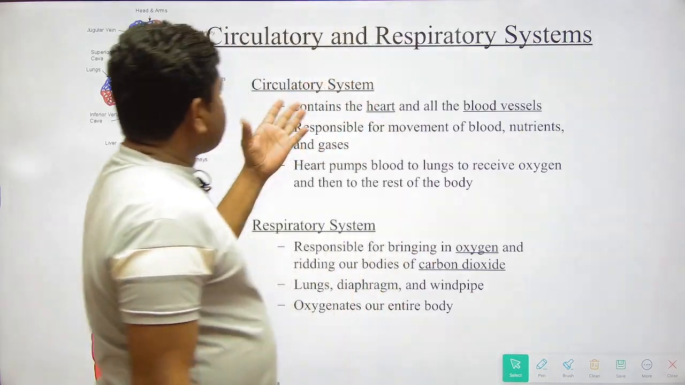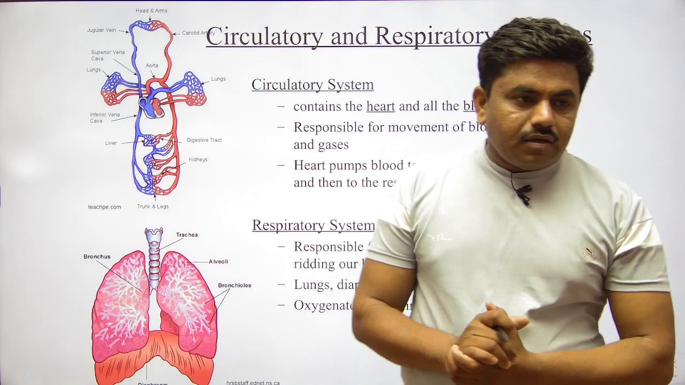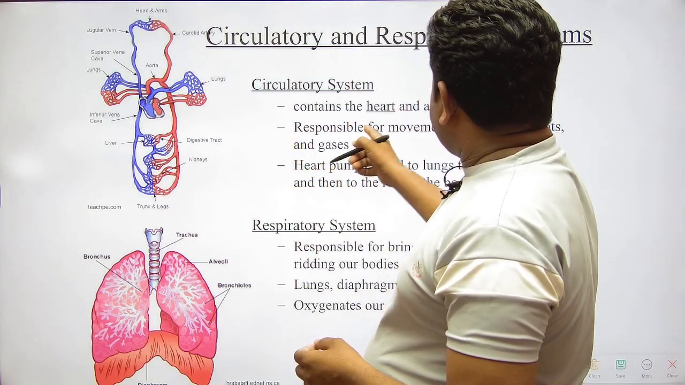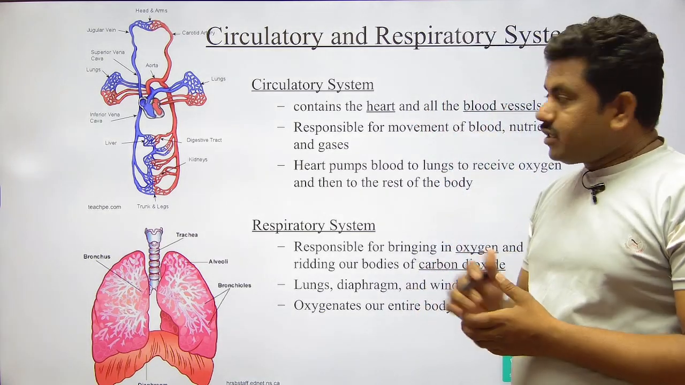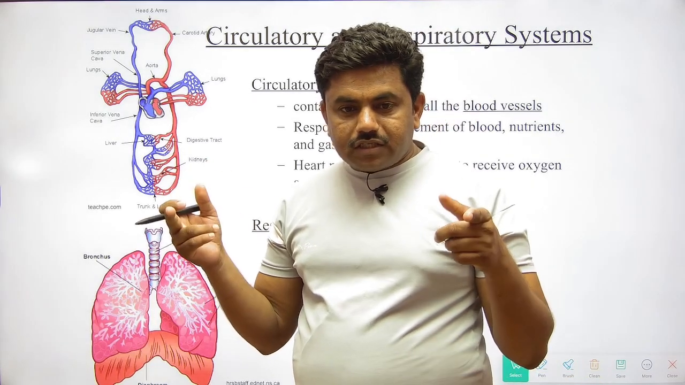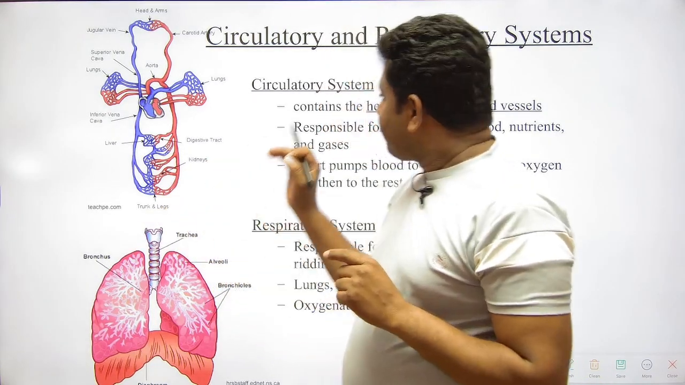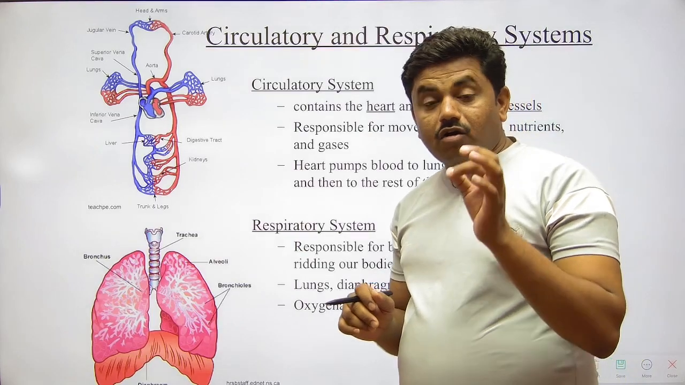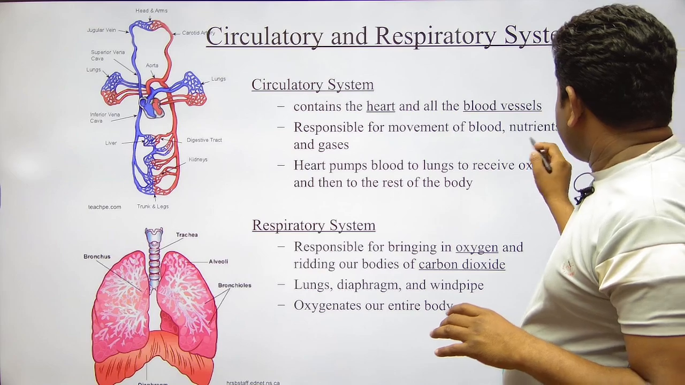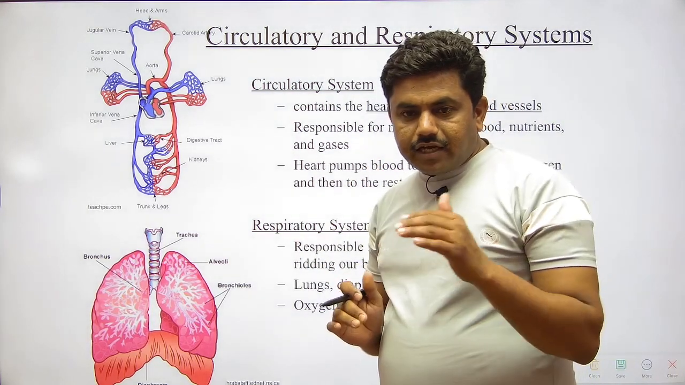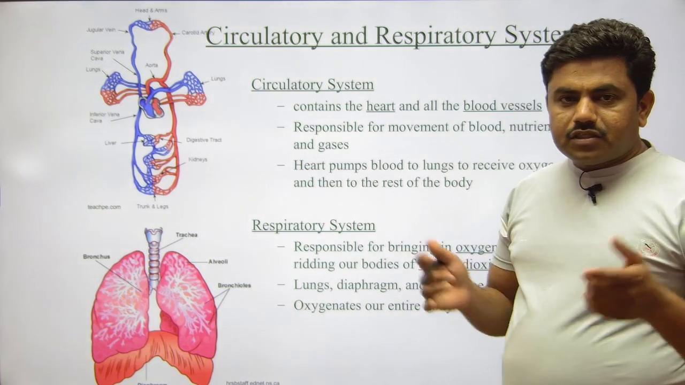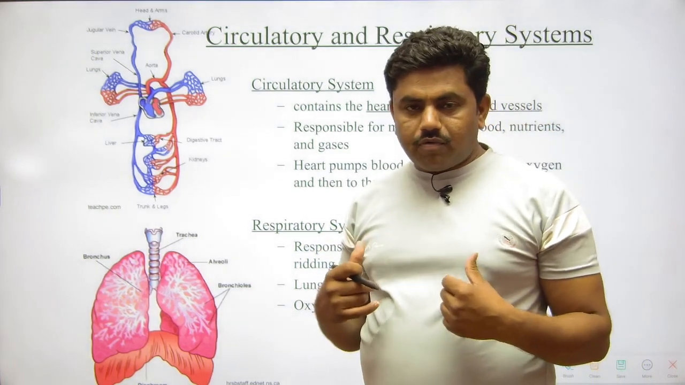Now see the circulatory and respiratory systems. See here, what is given? The circulatory system contains the heart and the blood vessels. The circulatory system means the circulation of blood in our human body, which starts from and is related to the heart, the main organ of our human body. It is responsible for the movement of blood, nutrients, and gases, which transfer to our whole human body.